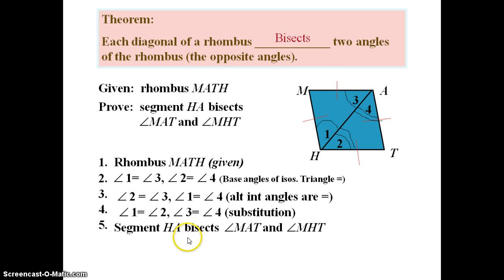Then by substitution, I can say that angle 1 is congruent to angle 2. The reason I can say that is because 1 is congruent to 3 and 2 is congruent to 3, so these two can be congruent. The same thing happens over here. I can say 3 is congruent to 4 because 2 is congruent to 4 and 2 is congruent to 3, which would make 3 congruent to 4. So, knowing that, I know that segment HA is bisecting those angles because I just showed that angle 1 is congruent to angle 2 and angle 3 is congruent to angle 4.